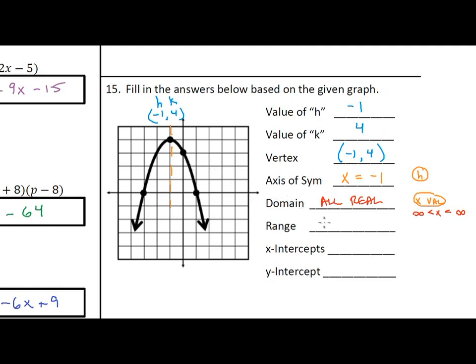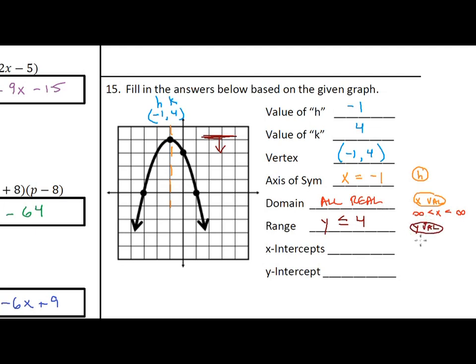Range is going to be y, and in this case, if you look at this, y has to be less than or equal to the vertex value right here. Okay, so take a look at the vertex, and we see that the y value of the vertex is 4. That means y has to be less than or equal to 4. So for range, which is the y values, I'll put a note there.